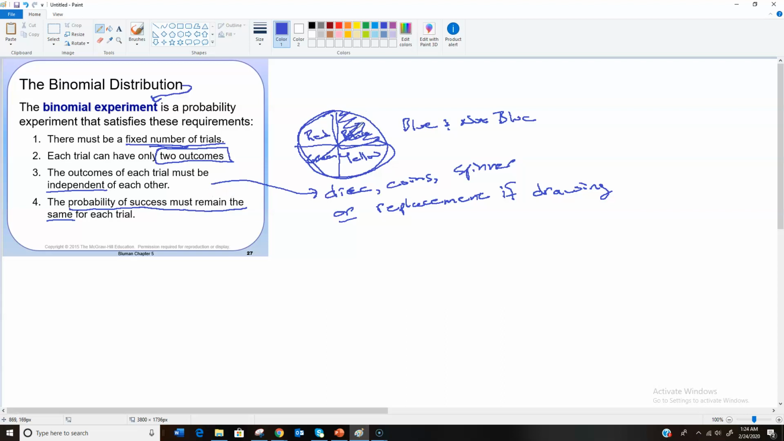So again, if we're saying I want to spin a blue, every time I spin, I have a 1/4 chance of getting a blue. The next time I spin, I still have a 1/4 chance of getting blue. The next time I spin, I have a 1/4 chance of getting blue. So it has to remain the same for each trial. If we don't replace, then that's going to change the probabilities on the subsequent drawing. So that's why we have to replace.